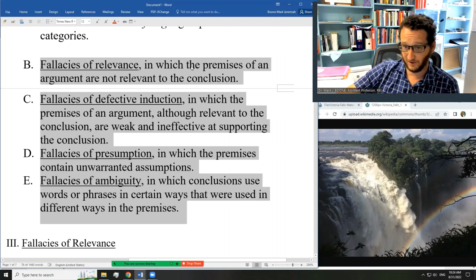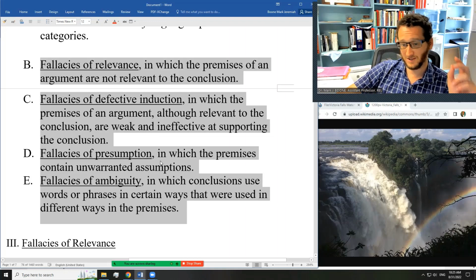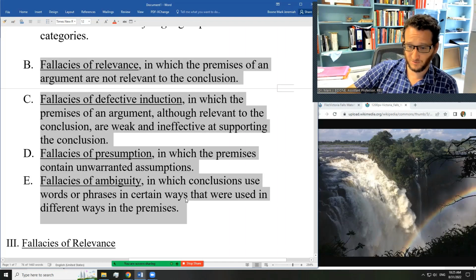First category, fallacies of relevance. These are fallacies where the premises of an argument are just not relevant to the conclusion. Second category, defective induction, where the premises are relevant, but they're not good enough at supporting the conclusion. Next, fallacies of presumption. These are fallacies where there's an unwarranted assumption in the premise. The premises of an argument might do a good job supporting the conclusion, but those premises are not appropriate because they make inappropriate assumptions. Better to understand this by example, but we'll scroll down to get an example. Fallacies of ambiguity. These are arguments where the conclusion uses words or phrases in certain ways that were used in different ways in the premise.